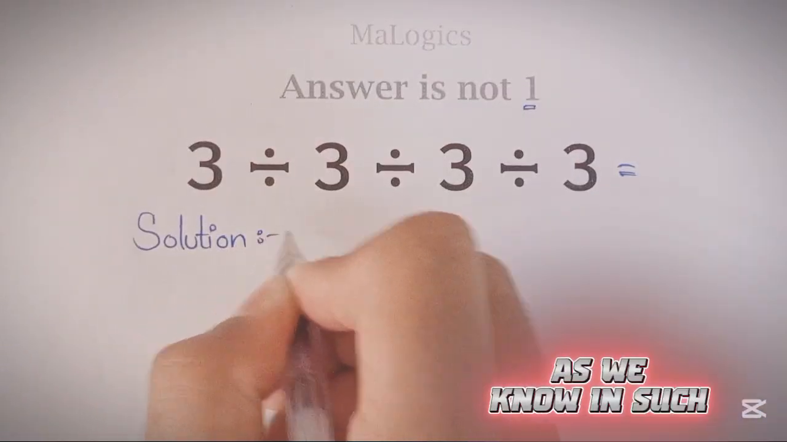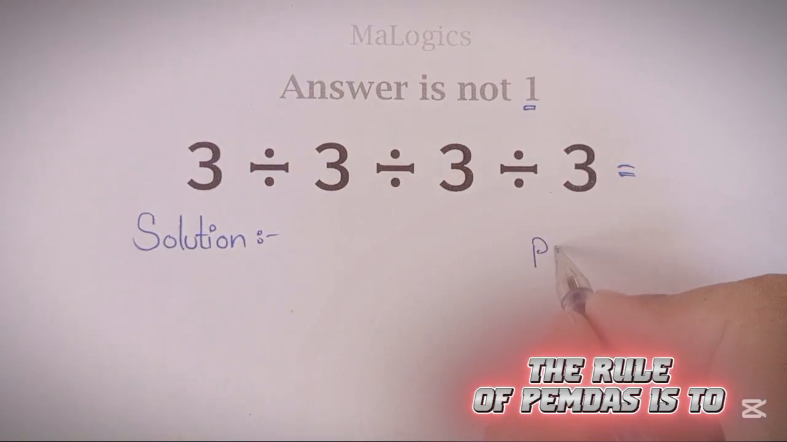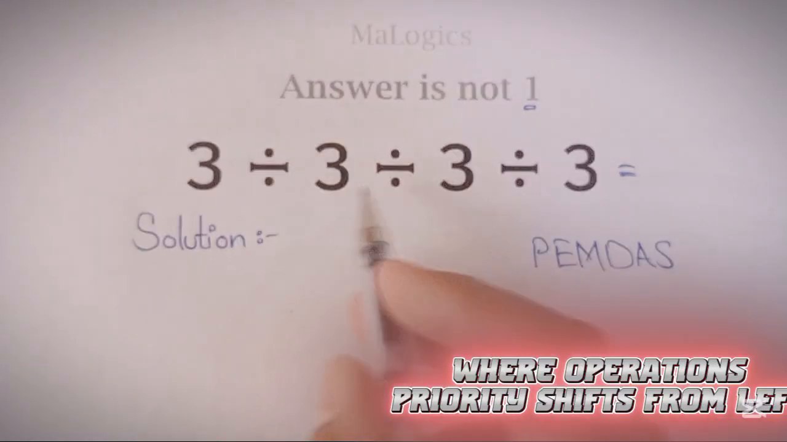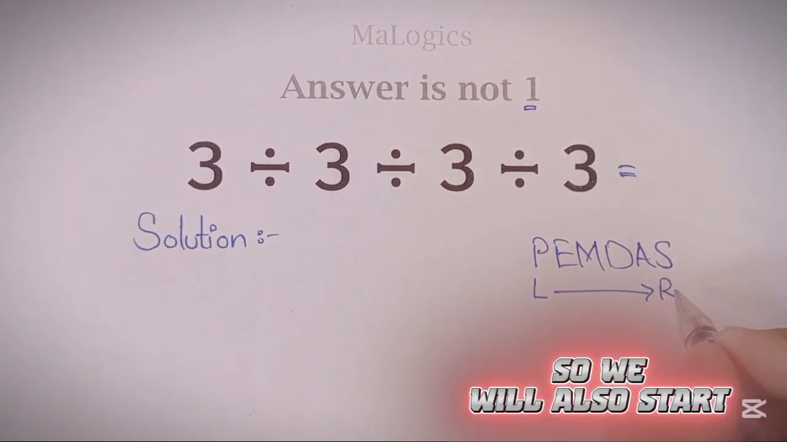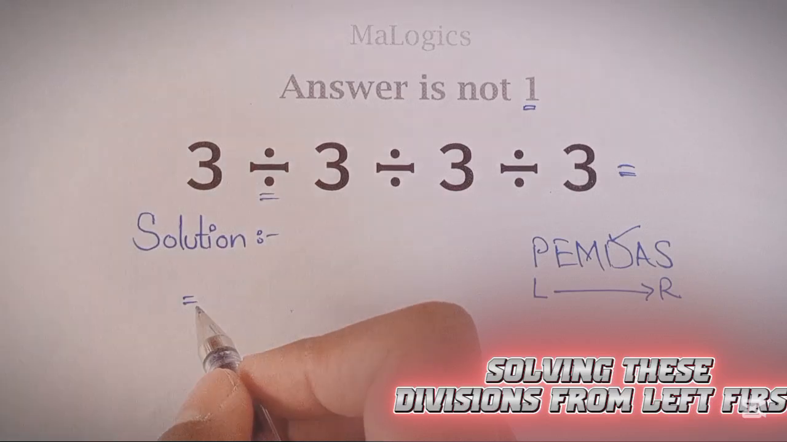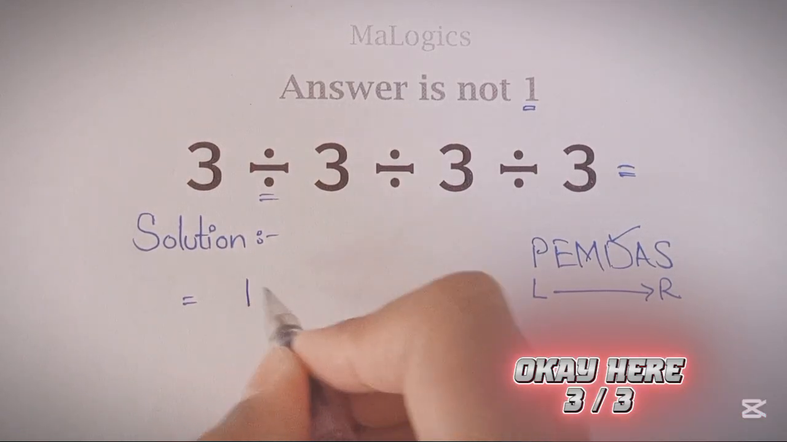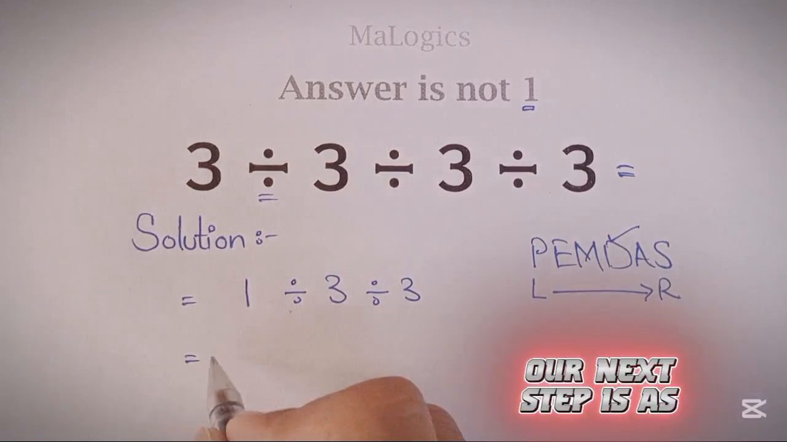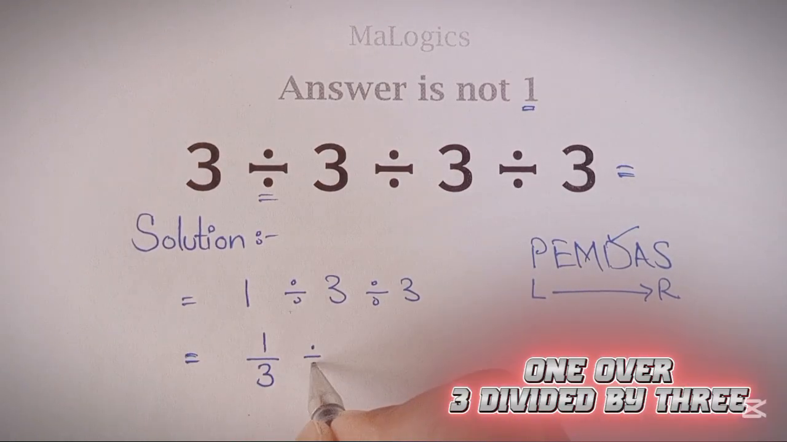As we know in such math questions, the rule of PEMDAS is to be applied, where operations priority shifts from left to right. So we will also start solving these divisions from left first. Okay, here, 3 divided by 3 equals 1, and this divided by 3 divided by 3. Our next step is as 1 over 3 divided by 3.